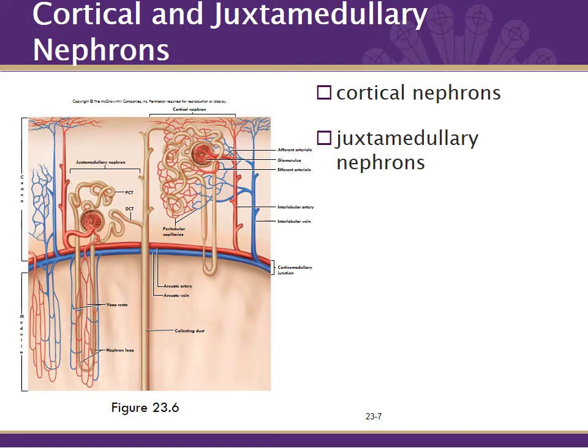Juxtamedullary nephrons, on the other hand, compose the remaining 15% of all nephrons. These nephrons, by comparison, have very long nephron loops. They function to maintain the salinity or sodium gradient in the medulla and conserve water. The efferent arterioles branch into the vasa recta around the long nephron loop.